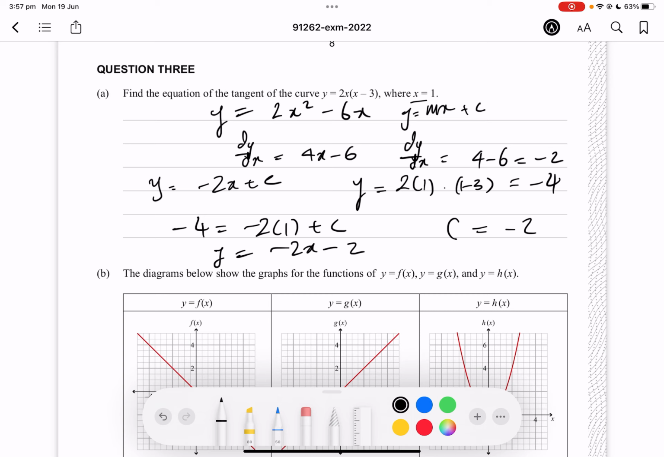And that is a merit level grade if you can find the equation of the tangent, with an achieved if you can find the correct derivative. So the derivative here is an achieved. Okay.